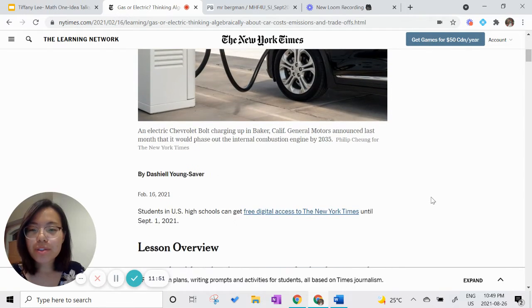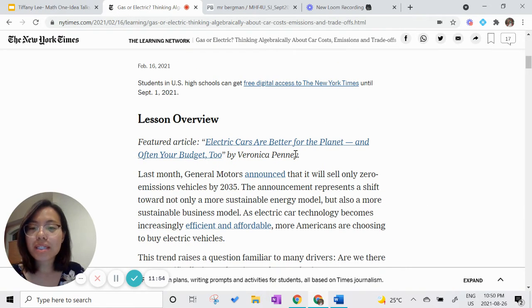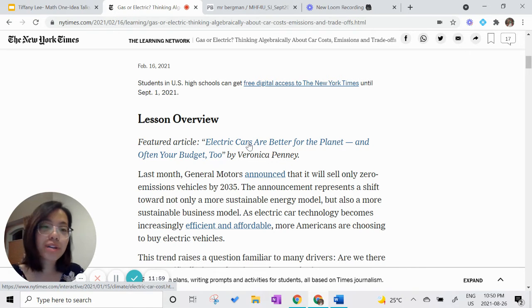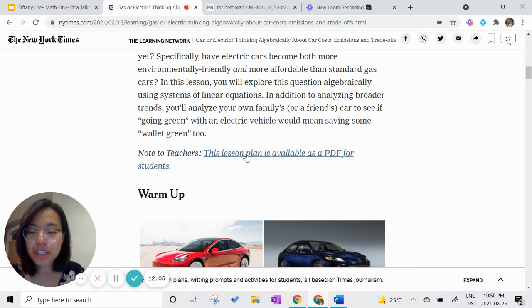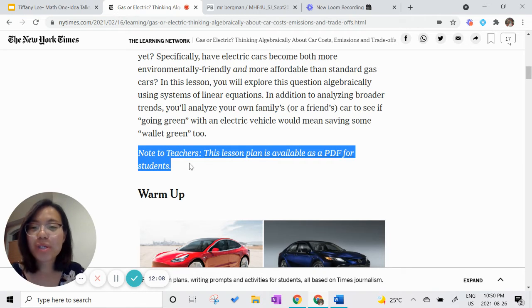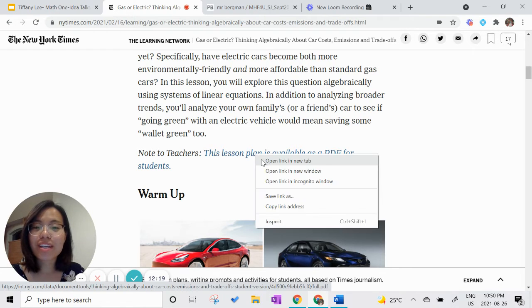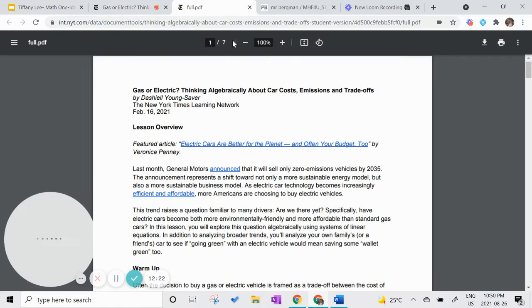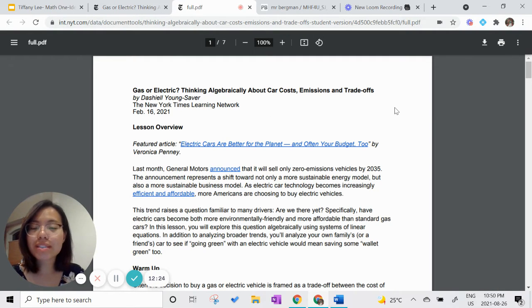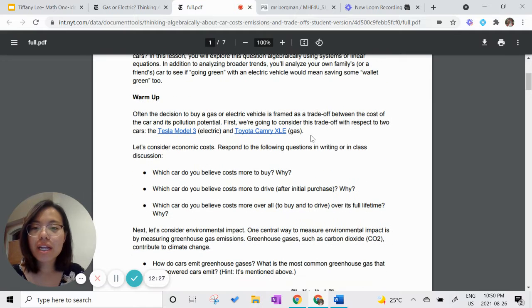Anyway, so if you scroll down, it does link you to the actual article. So you can click on that, you can read it yourself, or you can share it with your students and so on. There's a lot of information here. Now, most importantly, we always want those ready-to-use worksheets and lesson plans, and they do that for us. So here, note to teachers, this lesson plan is available as a PDF for students. So definitely, look for those with the lesson plans ready to use. So if you click on that, you can download and save this PDF, right? Which car do you believe costs more to buy, and so on.